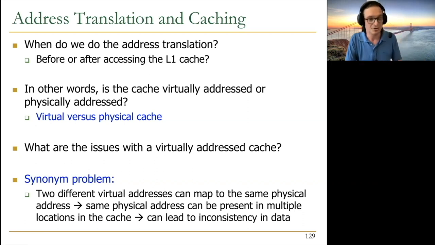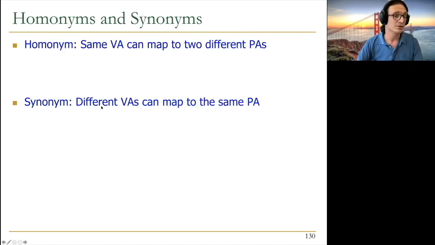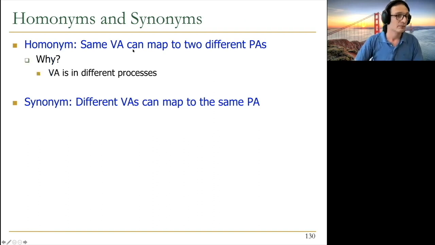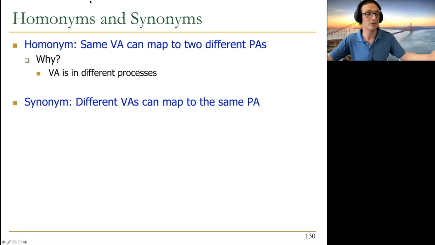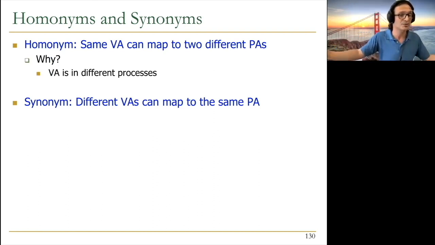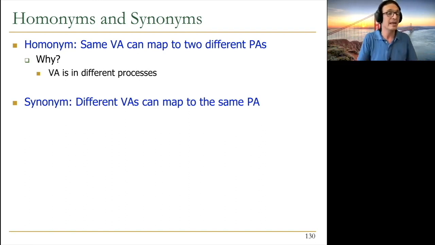There are other problems, actually. This is one problem. There's also a homonym problem, which is the fact that the same virtual address can map to two different physical addresses. Why does this happen? Because virtual addresses can be in different processes, right? The different processes each have their own virtual address space, and the same virtual address can be mapped to different physical addresses.